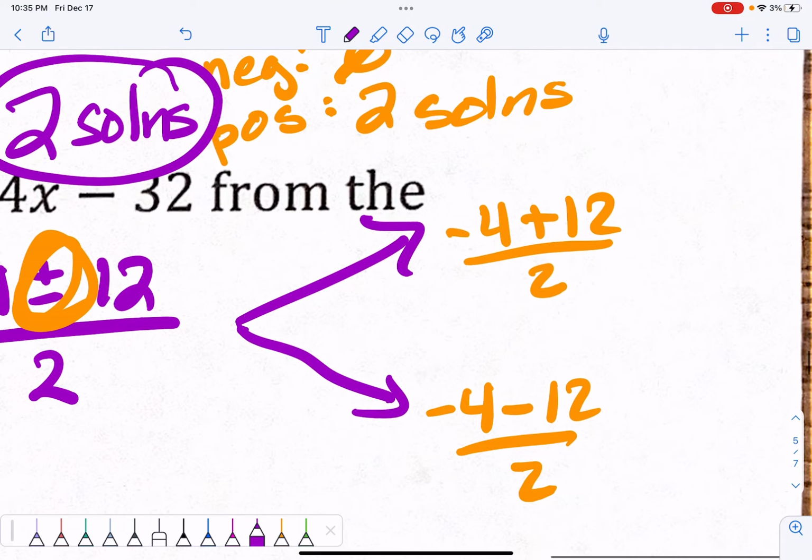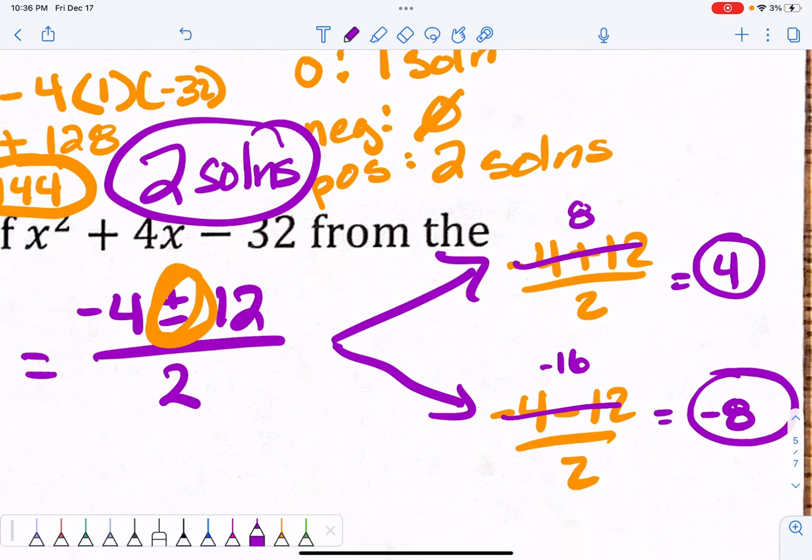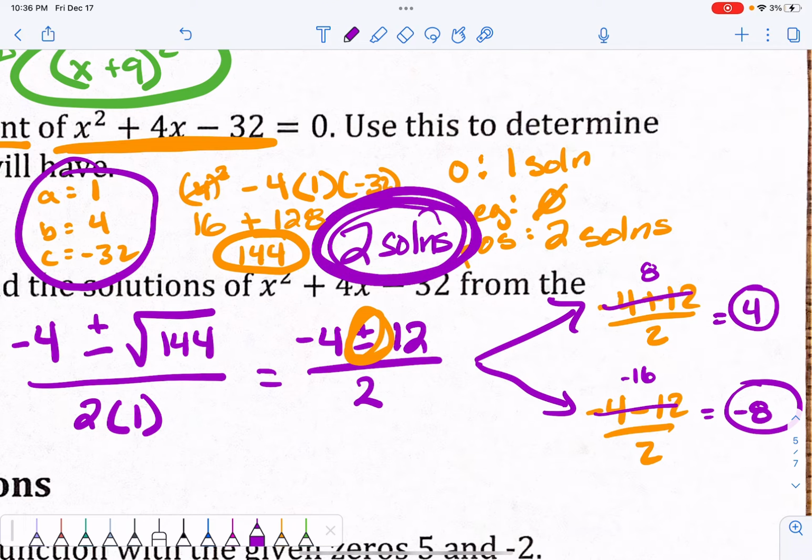And negative 4 plus 12 is 8, which divided by 2 is 4. That's one of our answers. And then negative 4 minus 12 is negative 16, divided by 2 is negative 8. So that's my second answer. Again, we said we had two solutions. We just found those two solutions. So we're good to go.